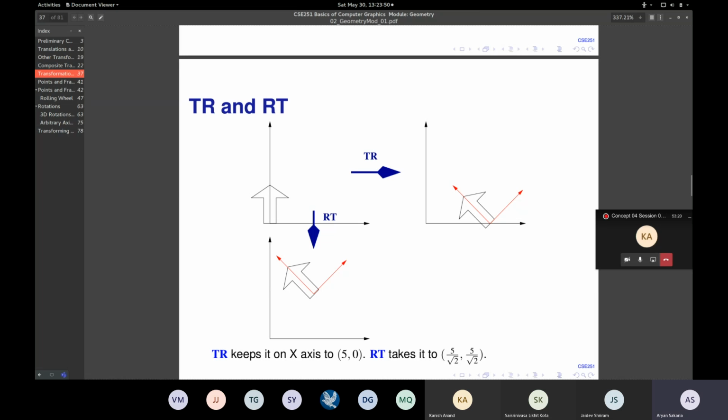Now if I translate it first, it's going to be at some distance from the origin. And then I rotate it, it's going to rotate like it's on a circle or something. How do I explain this? Again, let me bring out the whiteboard. I'll just draw, just give me a minute, guys.